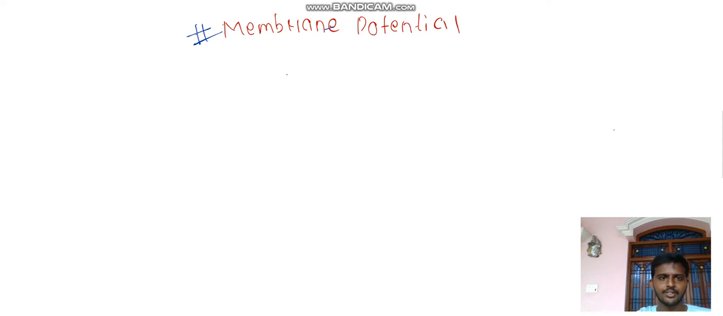Hello guys, so today we are going to see a new chapter in general physiology, and that is membrane potential. I am going to tell what is membrane potential, what is the resting membrane potential, what is equilibrium potential, what is restless membrane potential, and finally the action potential. I am going to cover all these topics in this chapter. So in a very simple way we are going to see what is membrane potential.